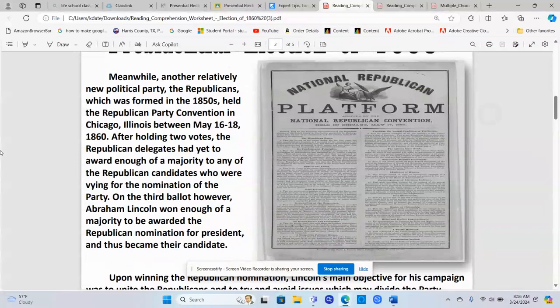Meanwhile, another relatively new political party, the Republicans, which was formed in the 1850s, held the Republican Party convention in Chicago, Illinois between May 16 and 18, 1860. After holding two votes, the Republican delegates had yet to award enough of a majority to any of the Republican candidates who were vying for the nomination of the party. On the third ballot, however, Abraham Lincoln won enough of a majority to be awarded the Republican nomination for president and thus became their candidate.